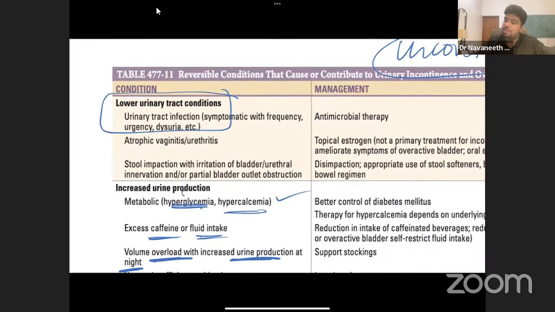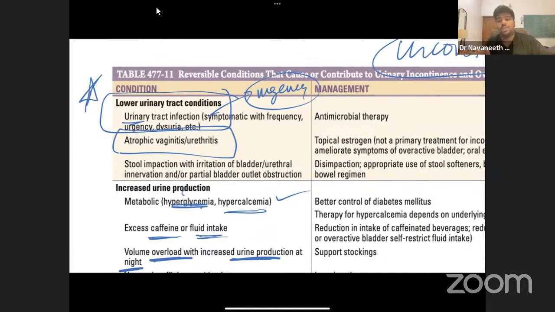Very, very important: this is the most important cause for urgency. If you find a young lady in the reproductive age group who's sexually active, please find out whether she has dysuria or not. If she has dysuria, the cause of urgency is UTI unless proven otherwise. So the basic thing to send is a urine routine and microscopy, or a culture if you're expecting an atypical organism. For example, in a diabetic or immunocompromised patient, urinary tract infection becomes the most important cause of urgency.